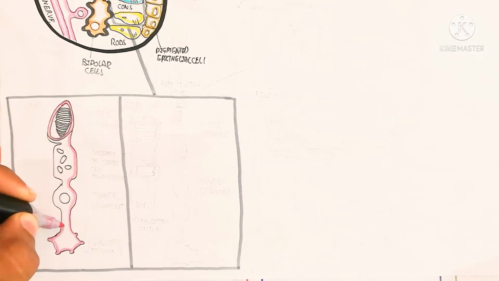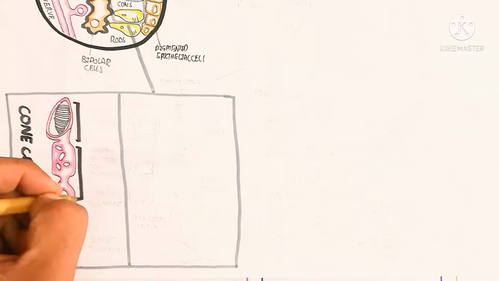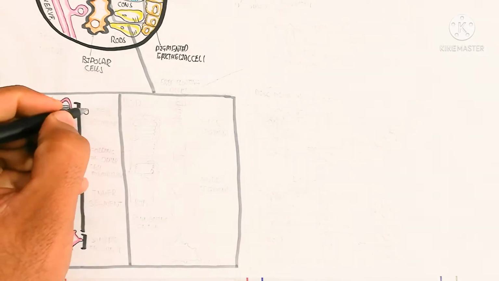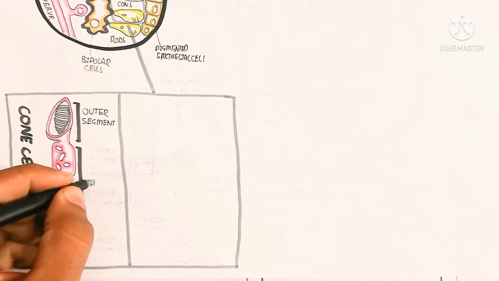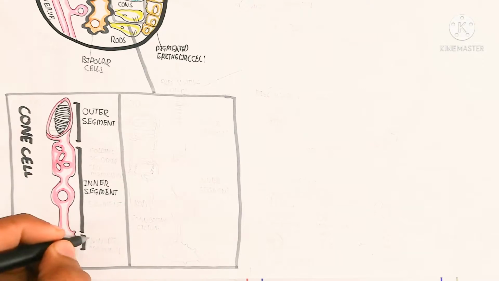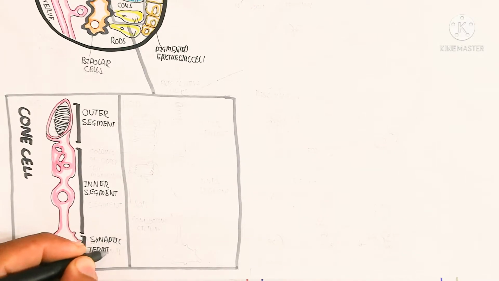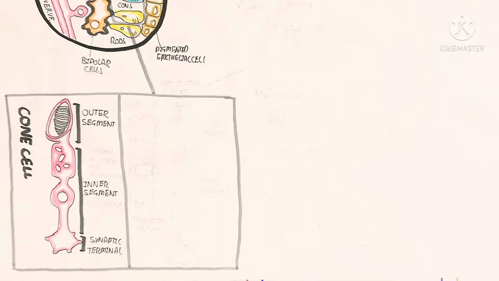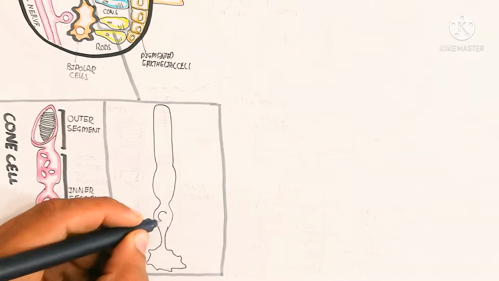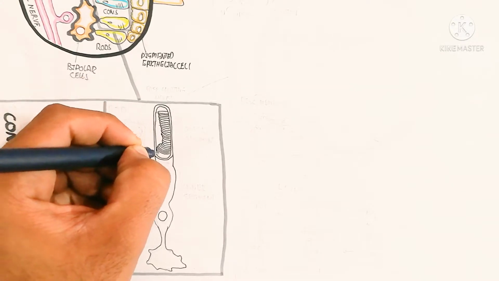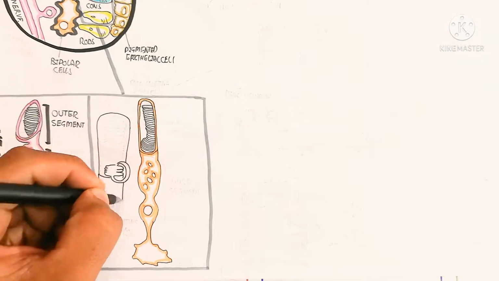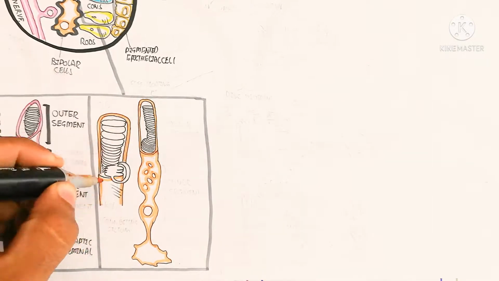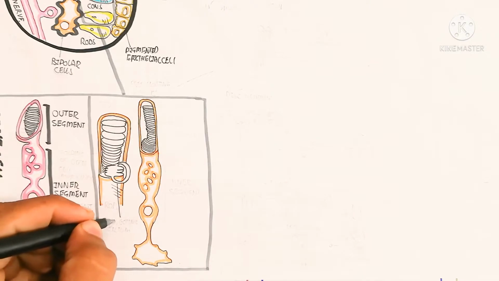Let's now understand the cone cell and the rod cell. This is the cone cell, which contains different segments: outer segment, inner segment, and synaptic terminal. The same structure is present in the rod cell, but the shape is different. The cone cell is used for high light intensity, while the rod cell detects low light intensity and dim light.